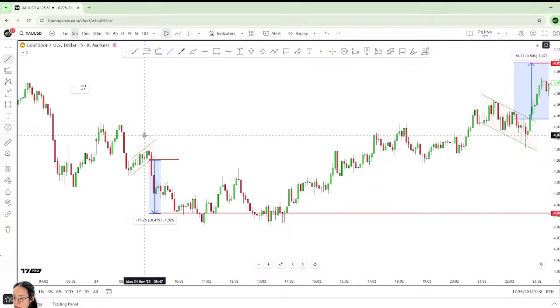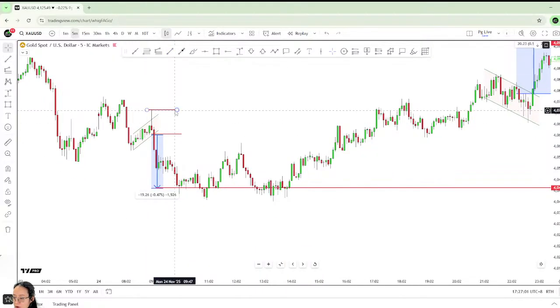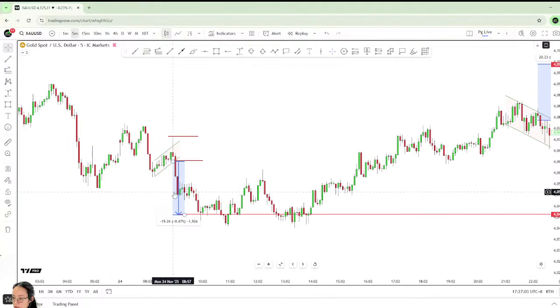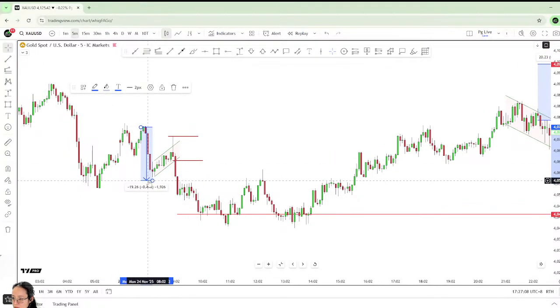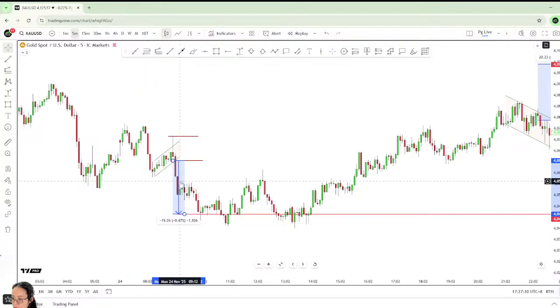I'm gonna put it at this wick. That's your take profit, and your TP, how you get it, you already know: from this swing high to this low, and you copy and place it when it breaks out. That's your TP.